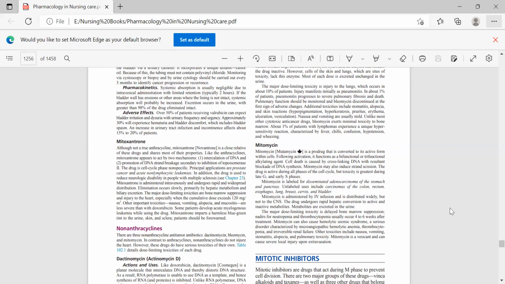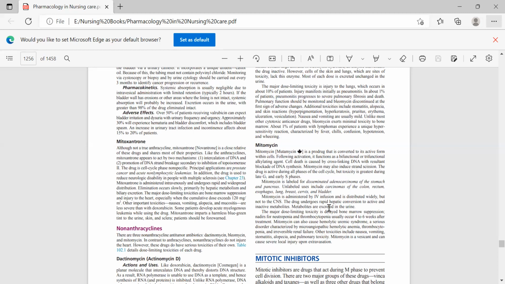Mitomycin can also cause hemolytic uremic syndrome, a serious disorder characterized by microangiopathic hemolytic anemia, thrombocytopenia, and irreversible renal failure. Other toxicities include nausea, vomiting, stomatitis, alopecia, and pulmonary toxicity. And again, mitomycin, like other antitumor antibiotics, is a vesicant and causes severe local injury upon extravasation.